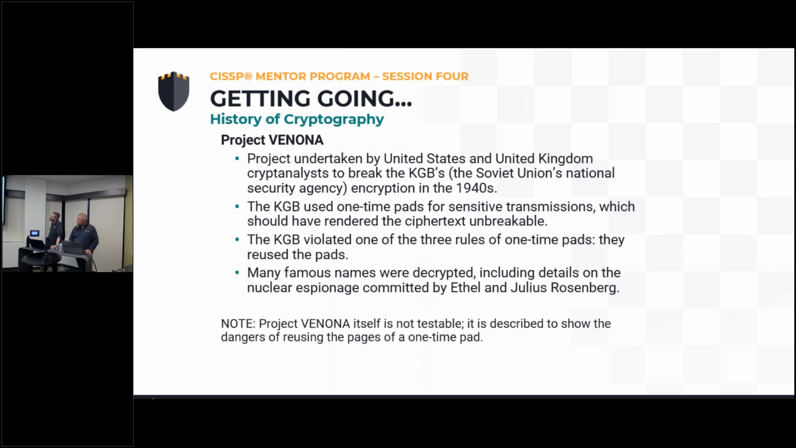This is kind of some of the stories around encryption. If you're really into encryption, the best book to get started with is Applied Cryptography from Bruce Schneier. Really, really good book.